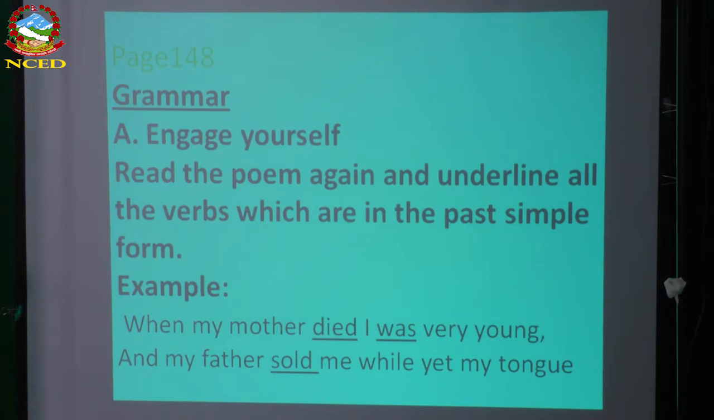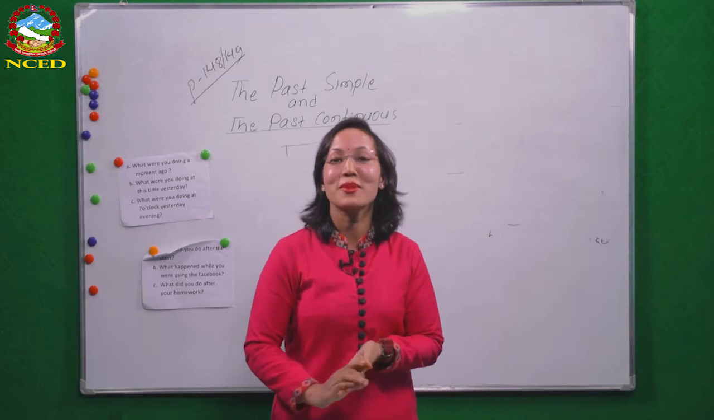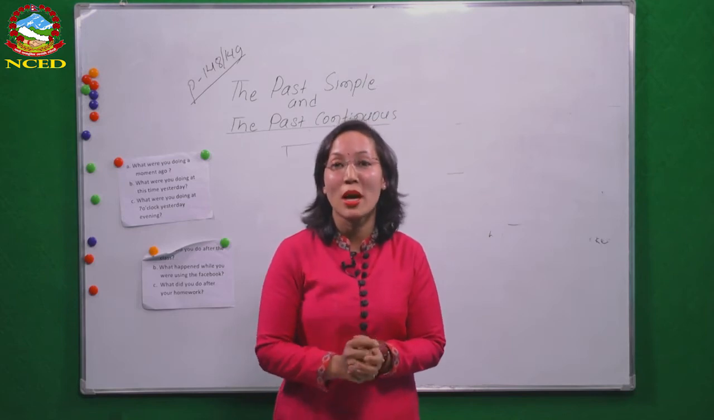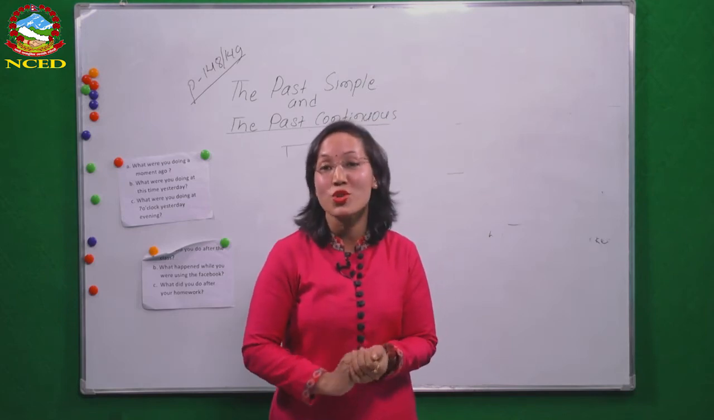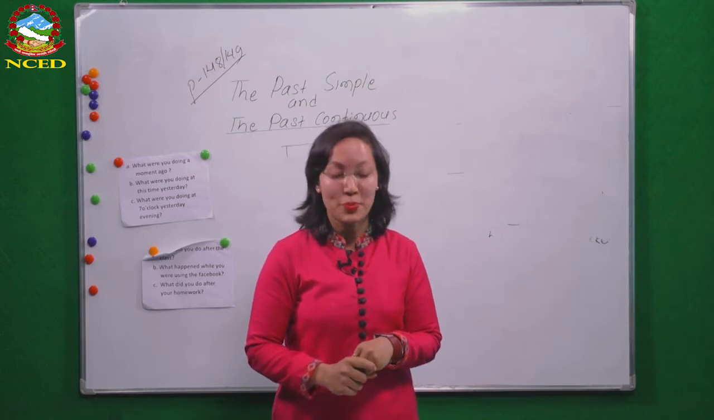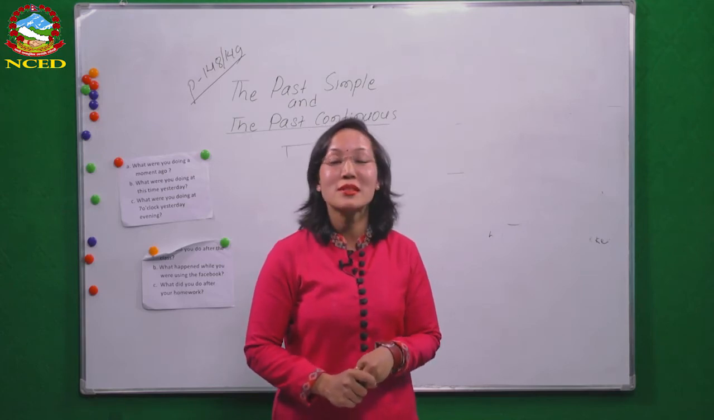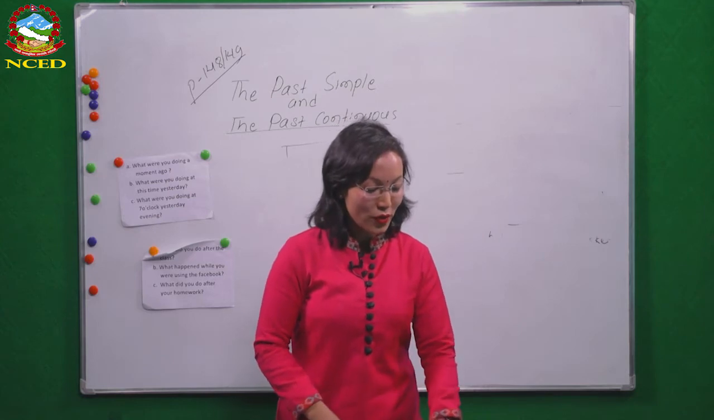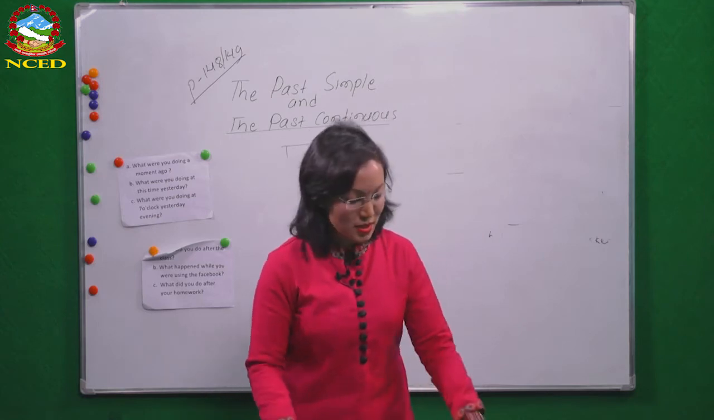Okay, students, now I think you have clear concepts, you have no confusions about the use and the structures of past simple and past continuous tense. Now, your book tells us to do something. So, the first one, what does it say?